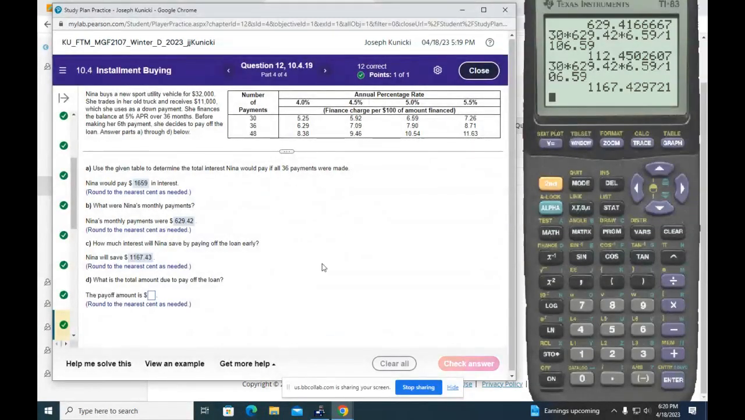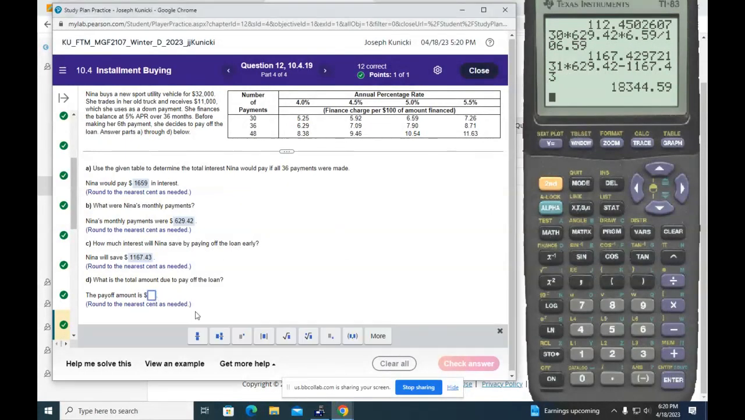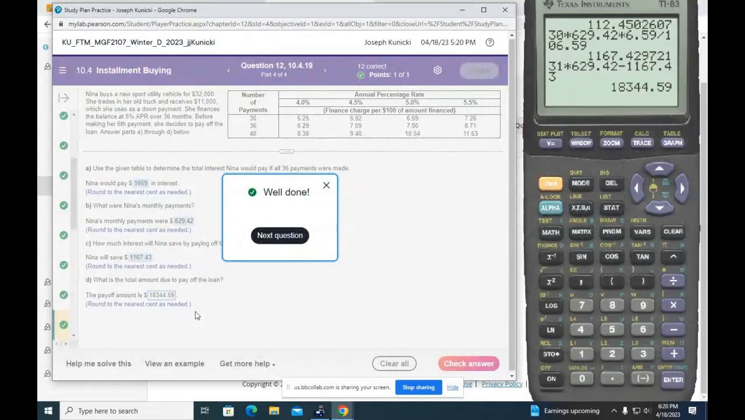And what's your final payment? Well, her final payment is 31 times the monthly 629.42, minus 1167.43. So she's going to pay off $18,344.59. Yeah, I did pretty good today, except for my double ones there.